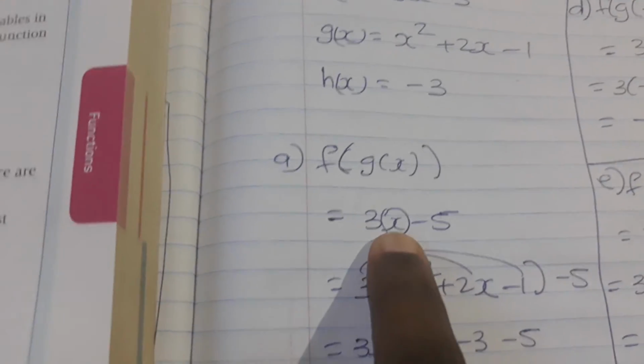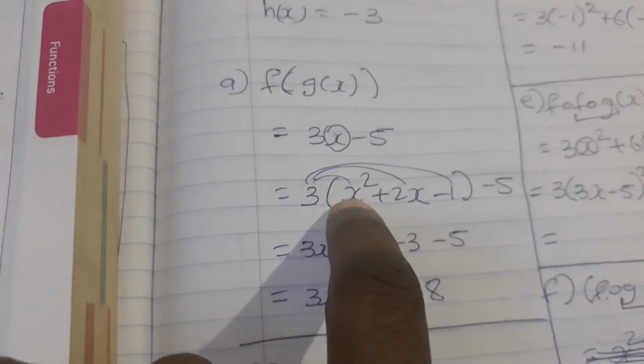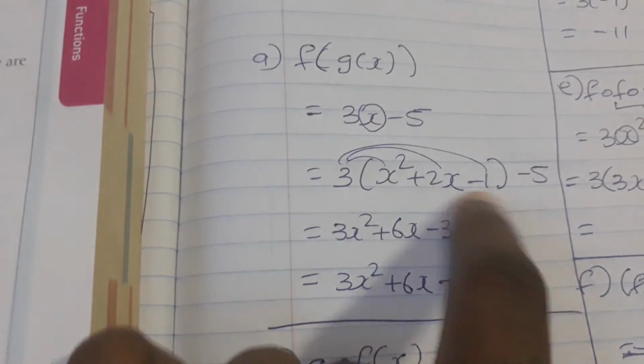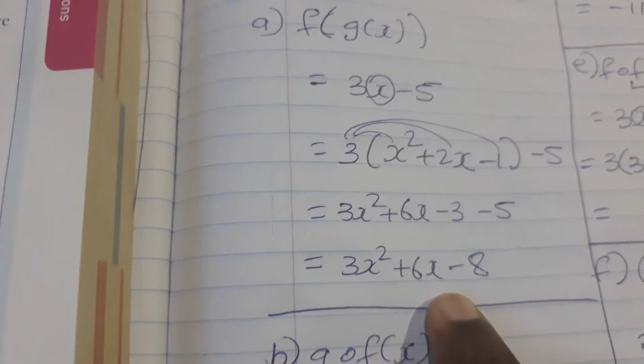So my f of x is that function. I'll replace this x with the entire g of x, that second function. So instead of the x here, I have replaced all of that. You can expand the bracket and collect any like terms.